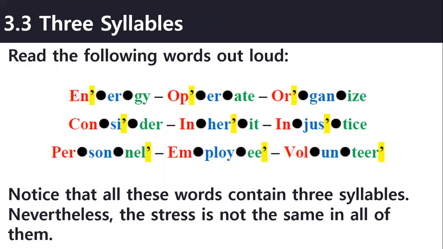Thus, the first syllable is stressed in the first row, as in energy. The second one is stressed in the second row, as in consider. And the third one is stressed in the last row, as in personnel.